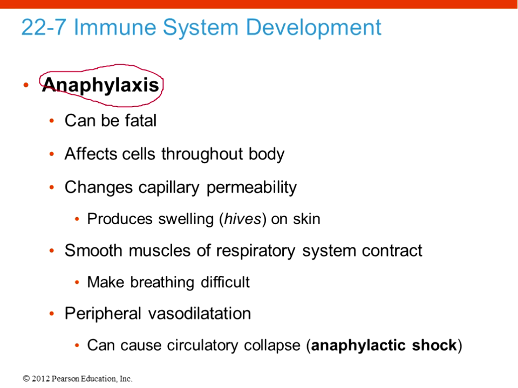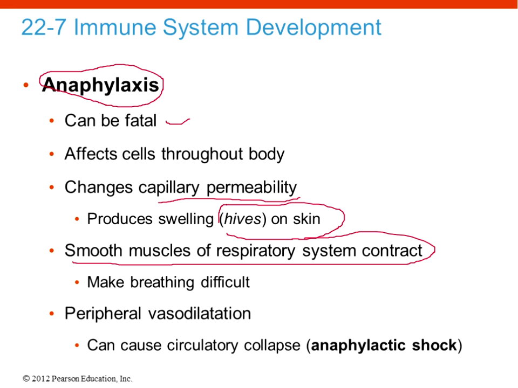Now, the reason type 1 allergies can be so dangerous is what's called anaphylaxis. Anaphylaxis can be fatal. It affects cells throughout the body. It can cause capillary permeability changes, which produce swelling or hives on the skin in response to the allergen. What makes it very difficult is that the smooth muscles of the respiratory system contract.